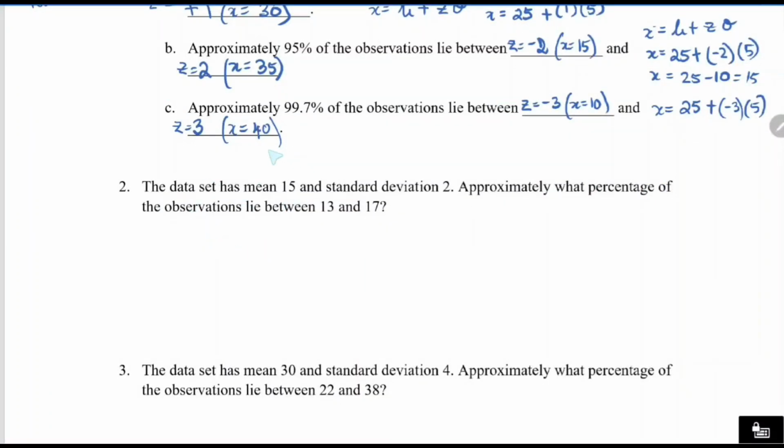Now the second problem on z-scores is slightly different from what we just worked. It says here the data set has mean 15 and standard deviation 2. Approximately what percentage of the values lie between 13 and 17? So this time they want to know what percentage. Earlier they were asking what were the z-scores and the x values for the different percentages. They had given us the percentages and they were asking us to answer with the z value and the x values. This time they have given us the mean and standard deviation, but they've given us the x values and they are asking us what percentage of observations will lie between this set.